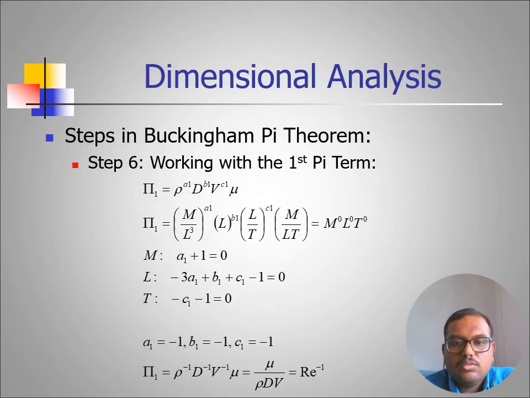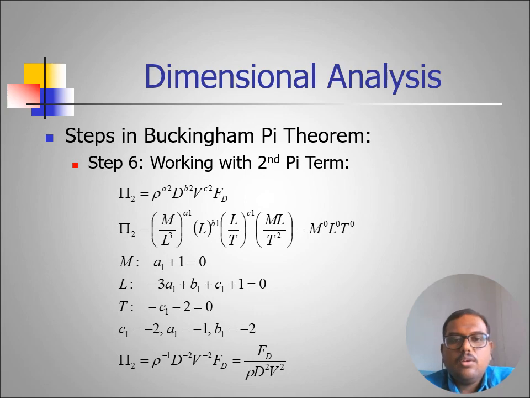minus 1. So the pi term we have formed is rho to the power minus 1, d to the power minus 1, v to the power minus 1 into mu, which is equal to mu by rho V d. We already know that mu by rho V d is nothing but the Reynolds number.